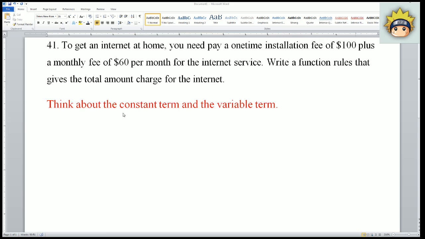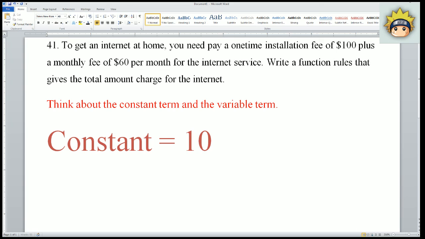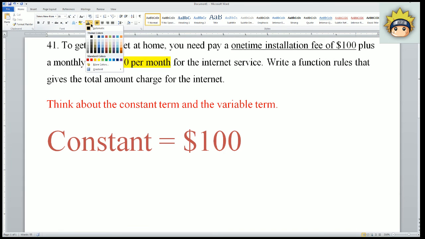Alright, so I want you to think about the constant term and variable term. The one constant term I see here is the $100, right? That doesn't change. You always have to pay that one-time installation fee. Another way you could think about constant is this idea of a one-time thing. It never changes. But what looks like a variable is this. The $60 per month seems to be a variable because we don't know how many months it is. So let's make x months.